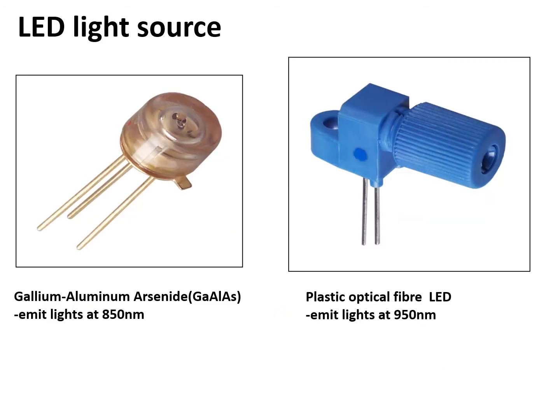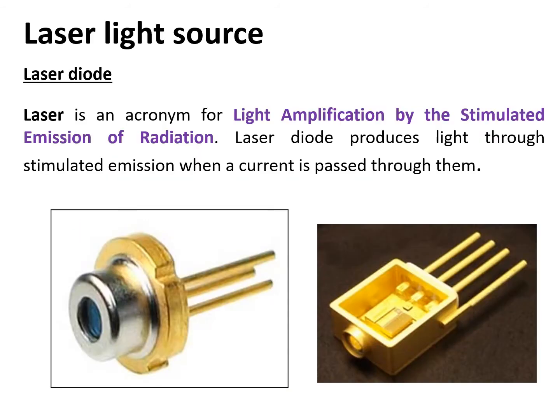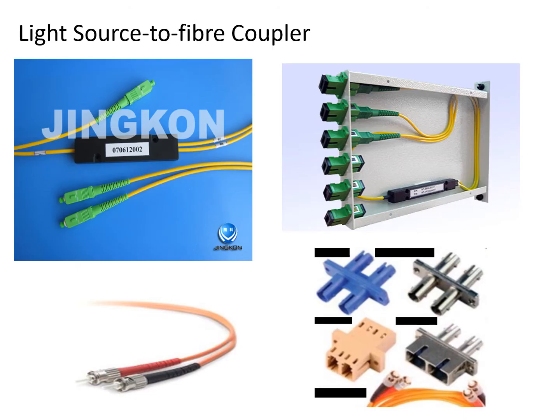This is an example of an LED light source. Each of the LEDs emits light at a single wavelength. A laser diode produces light through stimulated emission. The light from the laser has higher intensity as compared to the LED. Here we have several images for light source to fiber coupler.